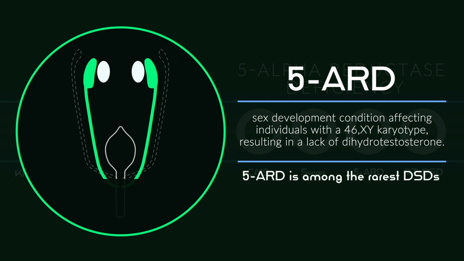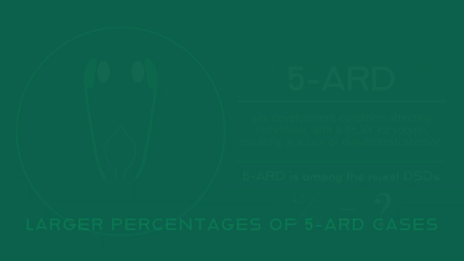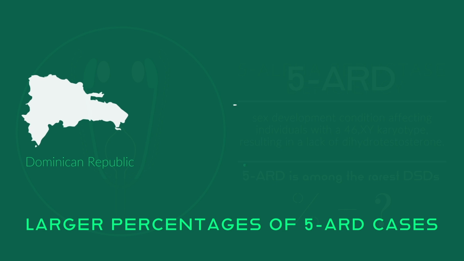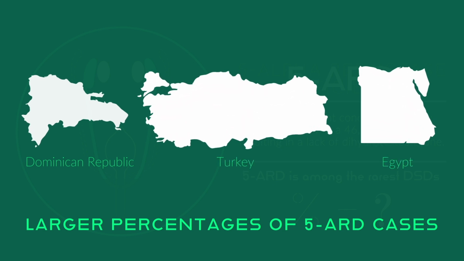5-alpha reductase deficiency is among the rarest DSDs. In fact, the condition is so rare that there are no exact numbers. However, there is evidence that 5-ARD is more common in particular ethnic groups. For example, large families with affected members have been found in countries such as the Dominican Republic, Turkey, and Egypt.